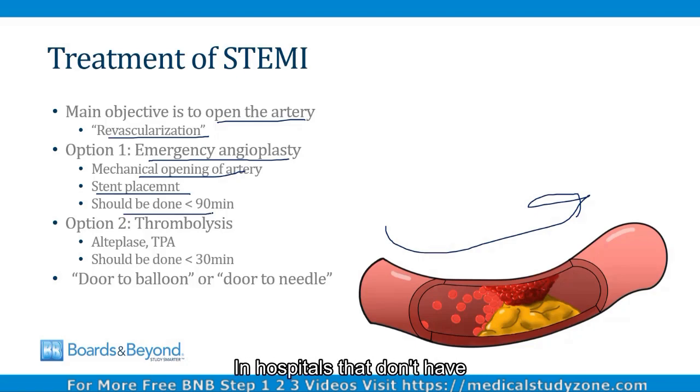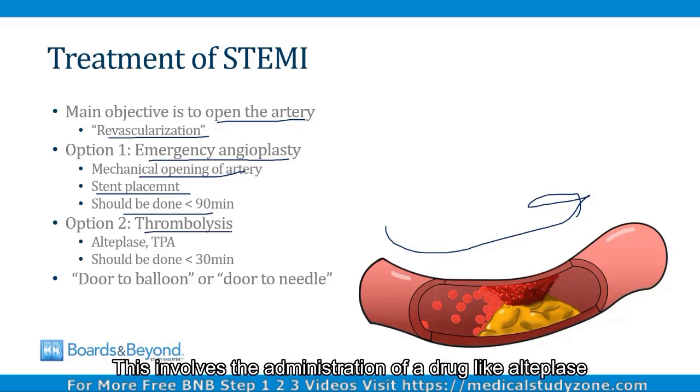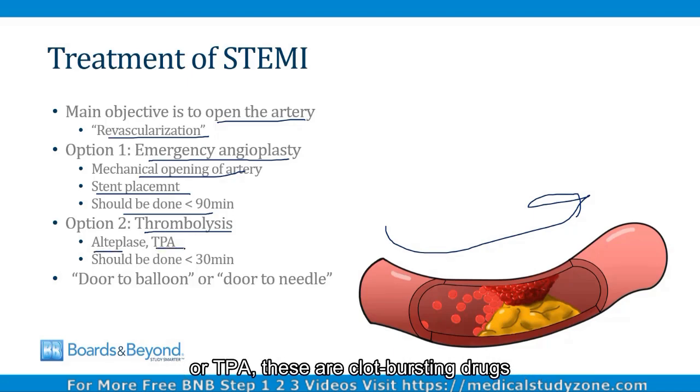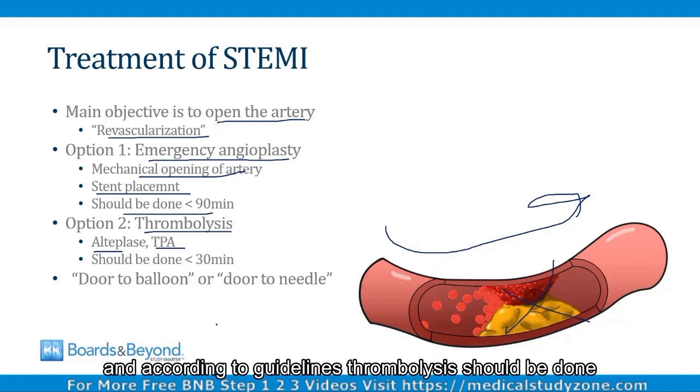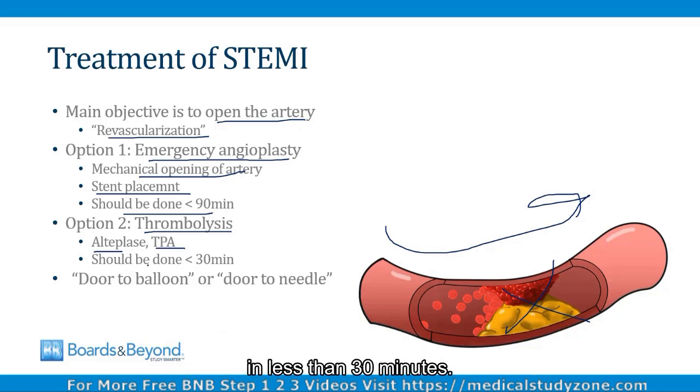In hospitals that don't have emergency angioplasty available, a second option is thrombolysis. This involves the administration of a drug like Alteplase or TPA. These are clot-busting drugs, and the goal is to bust up this clot and restore blood flow. And according to guidelines, thrombolysis should be done in less than 30 minutes.